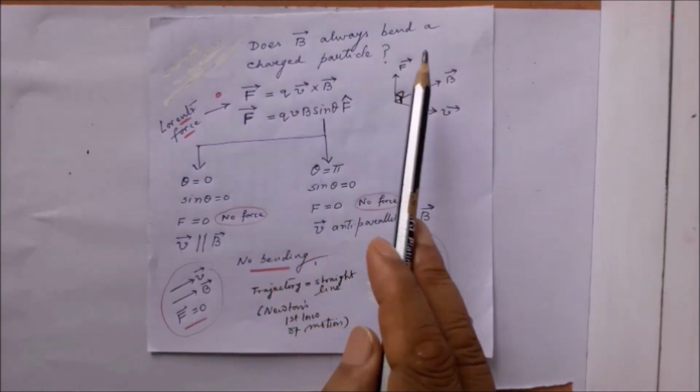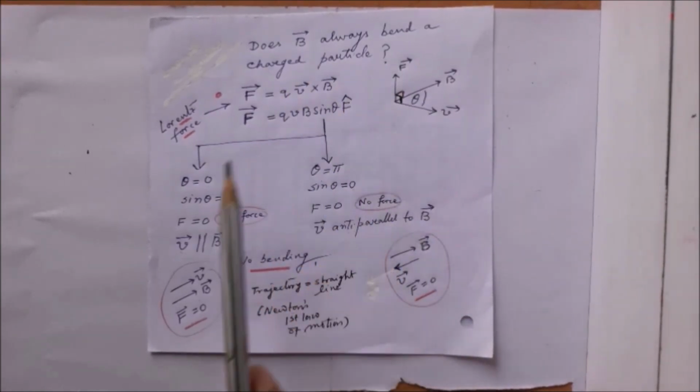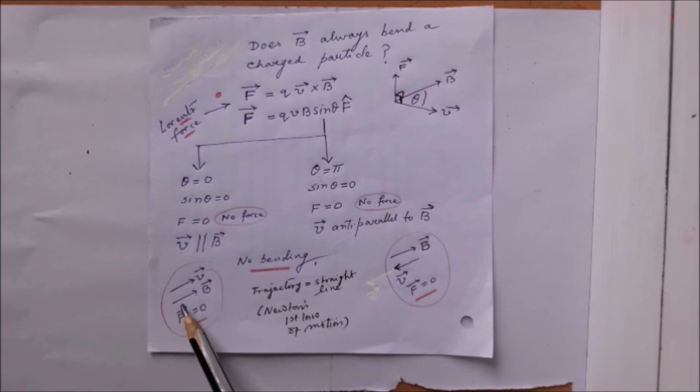So does B always bend a charged particle? If the charged particle is parallel or anti-parallel to the magnetic induction, then it will experience no force and there is no question of it being curled up or bent or deflected. It will move on straight.